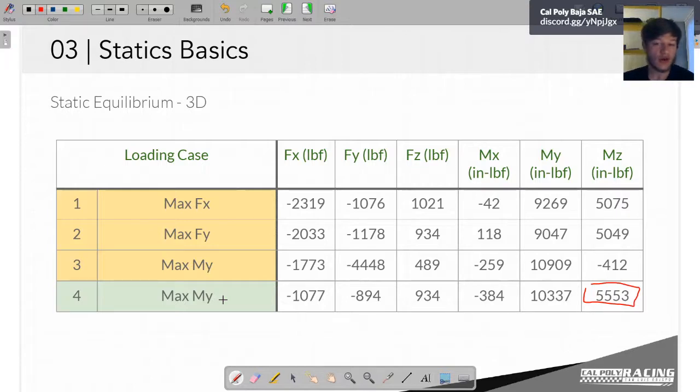Now, it's certainly likely that there's something in between these where the force in the x might be a little lower and the force in the y might be a little lower, but together they actually end up being worse. That's part of the reason that we design the safety factor. That's why we do more testing. But for our purposes, this is a pretty good approach to design.